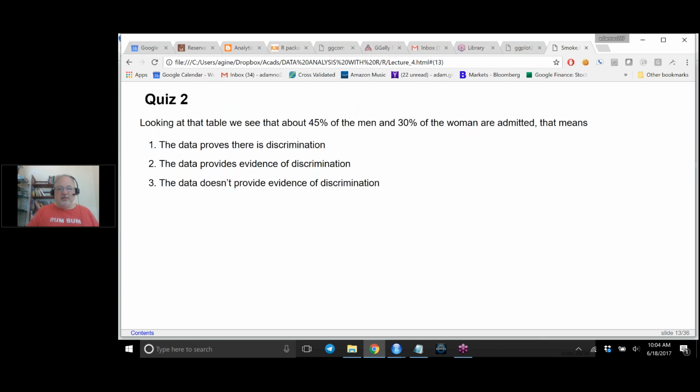45% of the men and 30% of the women are admitted. My question is, does this data prove there is discrimination? Or 2, does this data provide evidence of discrimination? Or 3, does the data not provide evidence of discrimination? I mean, if you look at it, you say, well, 45%, 30%, that isn't that big a difference. That would be answer 3.